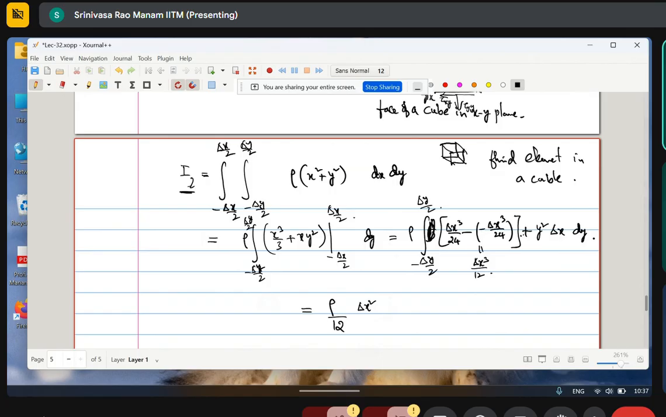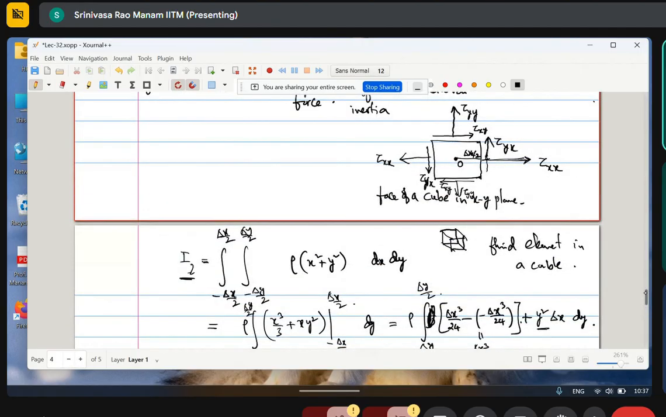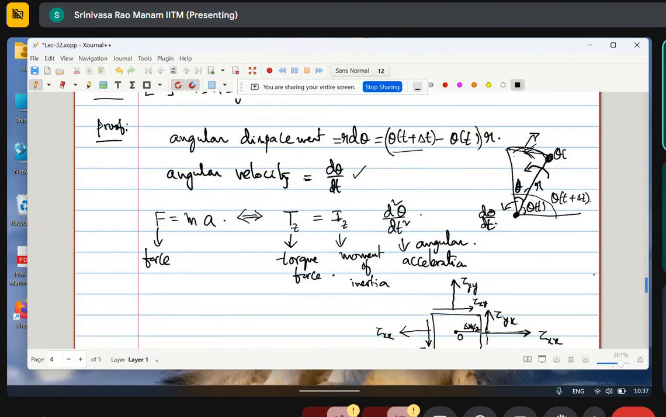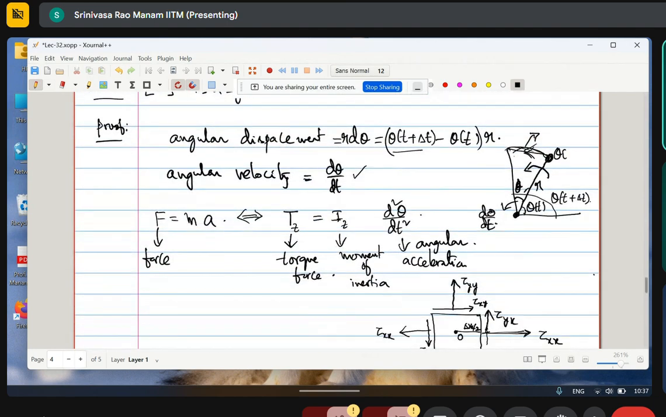Delta x cube. Finally here delta y comes, no? So delta x, delta y I'm writing outside. Similarly, the other term. So for y square also, if you do it a similar way and calculate, that becomes delta y square. This is what you will get as your Iz. But you are considering the full cube, I guess. The fluid element is the full cube, F equal to ma.